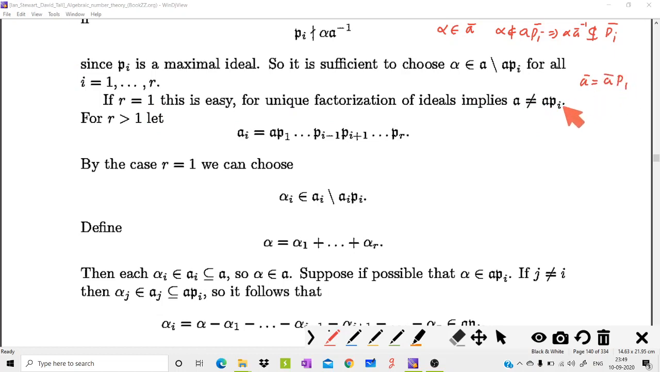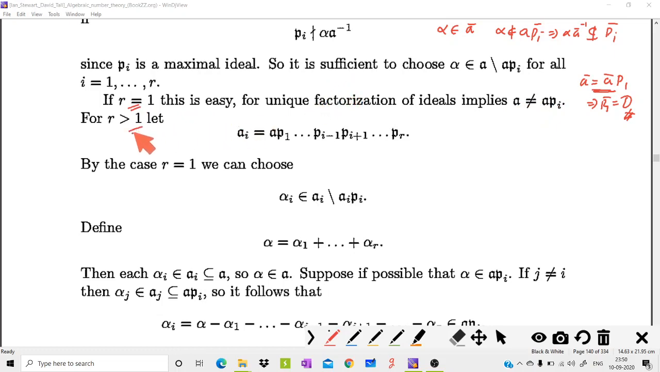A P_1, I'll choose i equal to 1 here, r equal to 1 here, so it contains only one prime ideal P_1. So if this happens, this implies P_1 will be O. Okay, this is a contradiction, so this never happens. So we have A not equal to A P_1, then we can choose an element a which is not in A P_1. So that is very trivial. When r is equal to 1, the result follows.